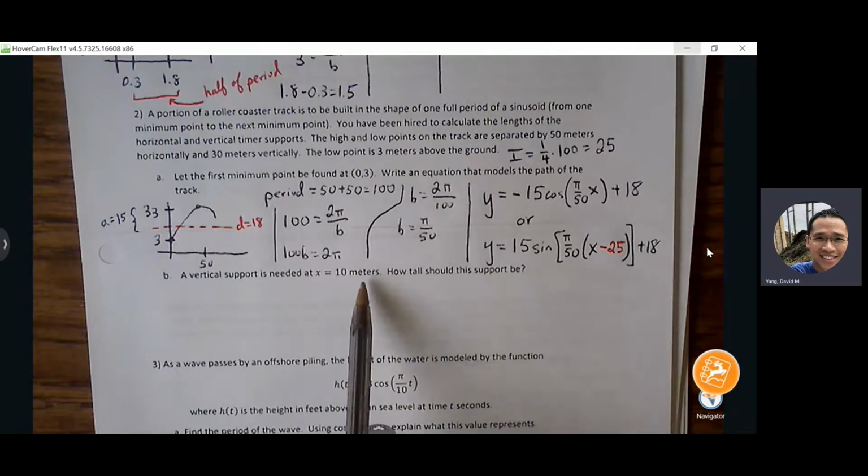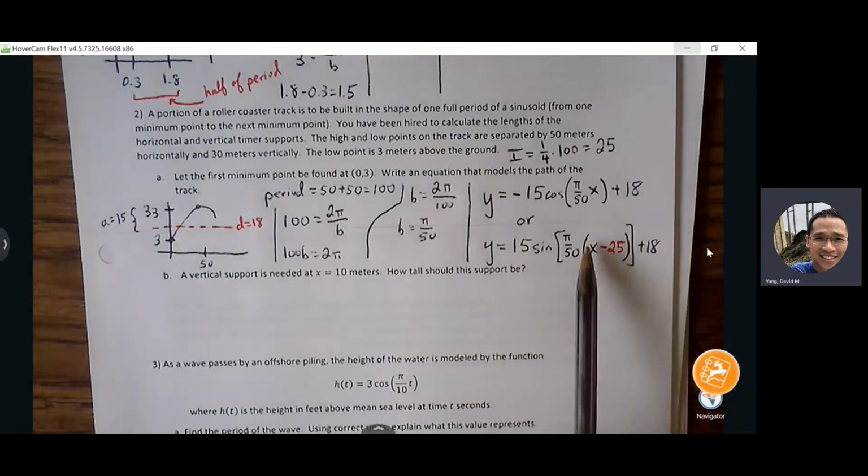Vertical support is needed at 10 meters. How tall should the support be? I can plug 10 into either equation.